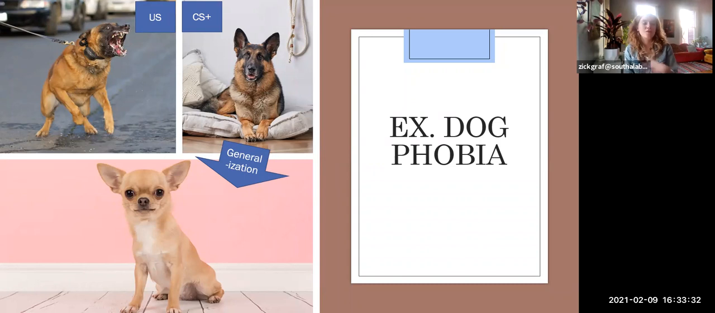So for people who are more prone to developing phobias and developing anxiety disorders, that fear learning to a stimulus that was present when they experienced pain and fear generalizes a lot more to stimuli that are different but somewhat similar.